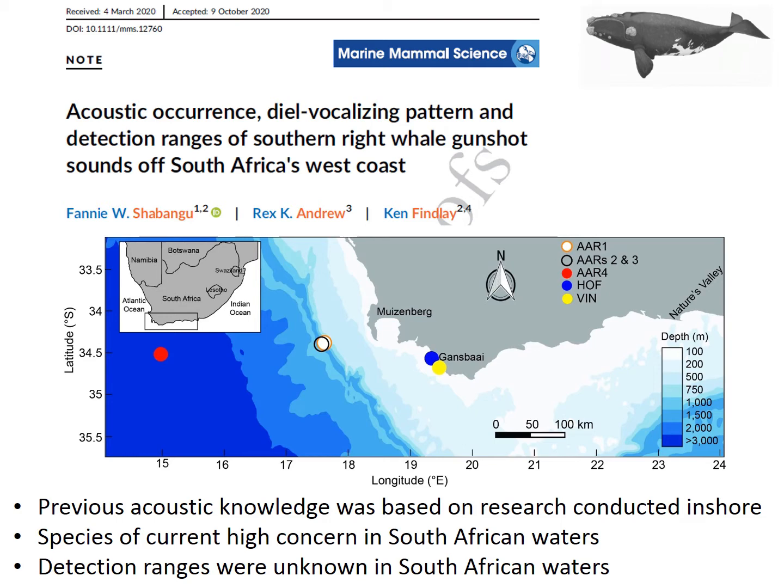Furthermore, southern right whales are of current high concern in South African waters, given the recent low count in whale numbers. From aerial surveys of the University of Pretoria, it was very important that we get some insight into what could possibly be causing such a decline and why they are declining at this rate. And given that there were no detection ranges estimated for southern right whales in South African waters, we also estimated the detection ranges in South Africa.